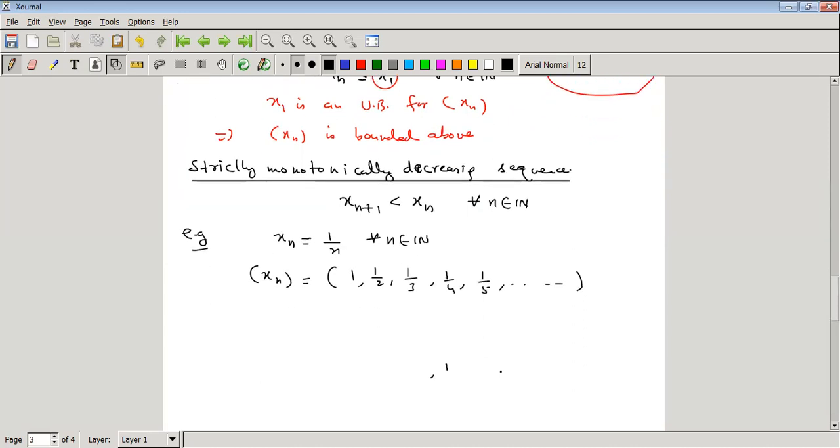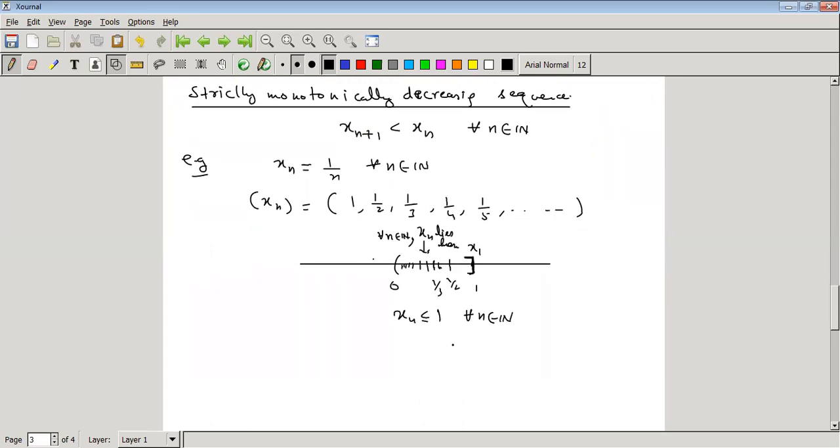If we plot the graph geometrically, we can observe this is our 1, this is 1 by 2, this is 1 by 3, and we know that the sequence goes towards 0. This is because the first term is 1 and it is the biggest term in the sequence. So this is our x1. All the terms of the sequence, all xn, lie here. It means we can say xn is less than or equal to x1. Here x1 is 1. So this sequence is a bounded above sequence.